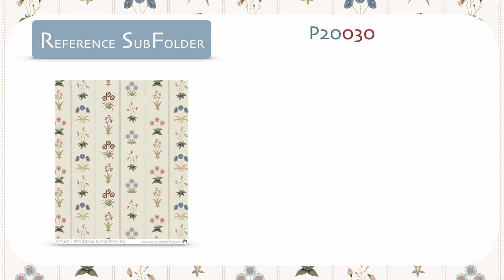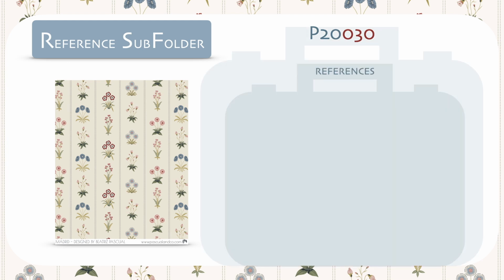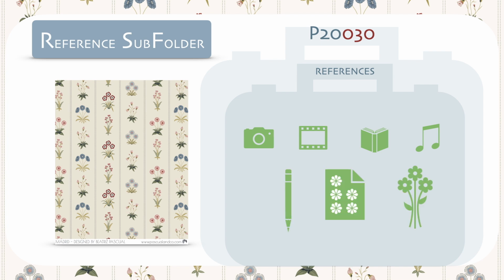First of all, it is a good habit to create in the main corresponding parent folder a subfolder called References. In this folder, we will keep our visual or written references, if we have them, such as images, poems, songs, or anything else that has been a source of inspiration for us to create a specific pattern. We can include as well the initial sketches, mood boards, and motifs development files.